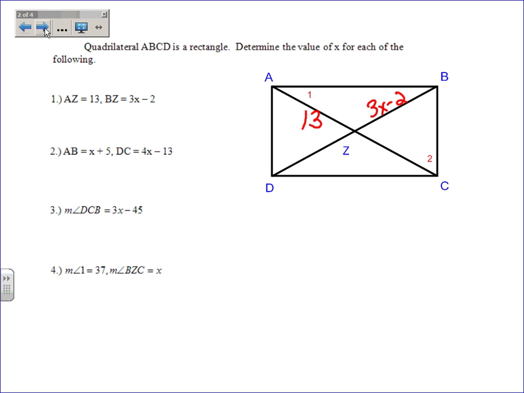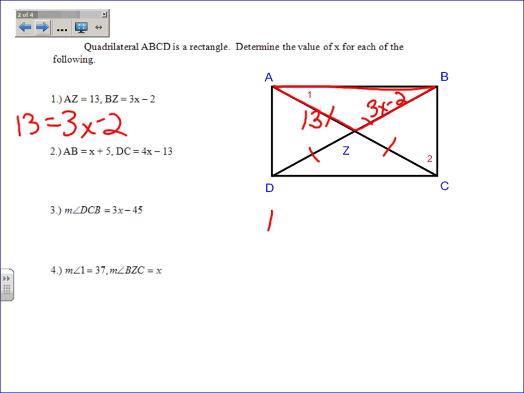We're very lucky here that we're told it's a rectangle. Because if we were not told this was a rectangle, we wouldn't be able to do the problem. Because if it was just a parallelogram, we wouldn't know something very important, that all 4 of those are the same, right? And so we can actually do this. So the 13 and the 3x minus 2 are the 2 legs of the isosceles triangle, right? So they have to be the same. And so we would set 13 equal to 3x minus 2. And then we would solve.